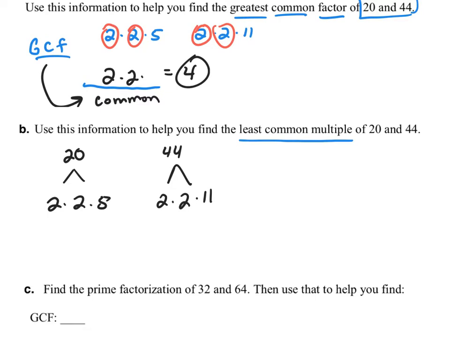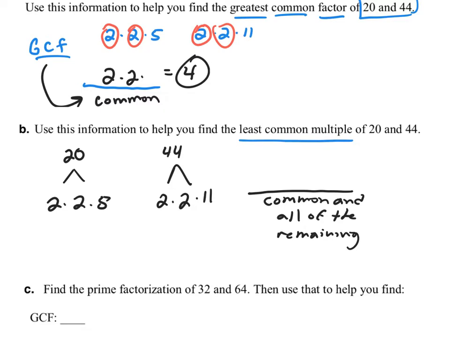Now this string's a little different. We need to find what they have in common and all of the remaining factors. So they all have to be included. They all have to be included.